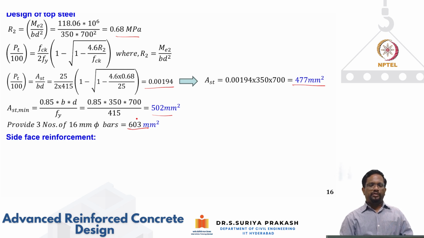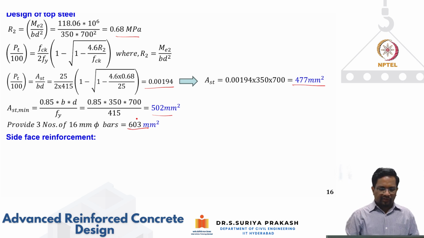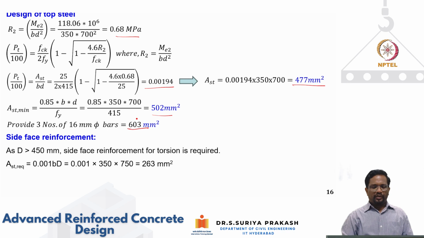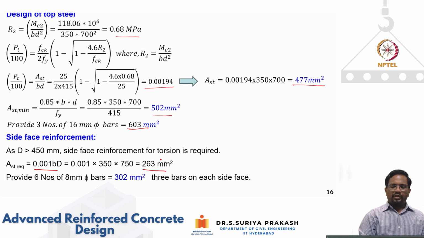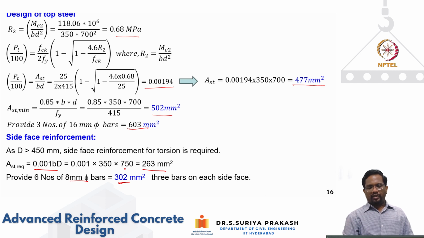Now the beam is 700 mm deep, which is more than 450, so the code wants us to put some side face reinforcement. That amount works out to be 0.001 BD, or 0.1 percentage of your web area, B into D. That works out to be 263 mm square. So you can put six numbers of 8 mm bar, that is 300. It's a very small amount of small diameter, and you're not going to increase the cost much. It's a very good detailing approach.